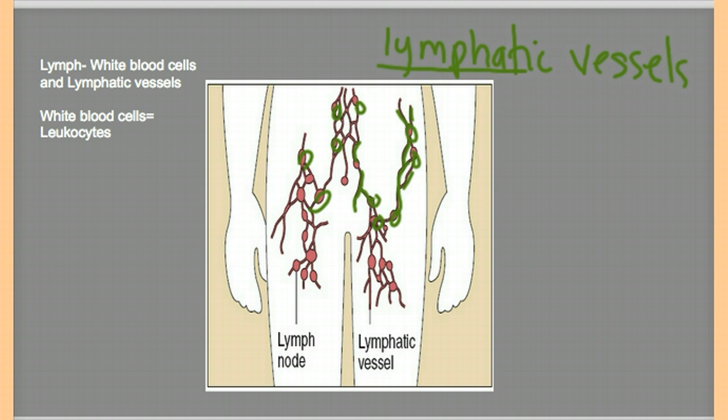Now, what does the lymphatic vessel do? Basically, the lymphatic vessel carries or transports lymph or white blood cells to various parts between our blood vessels. So white blood cells travel in two places or two vessels. They can travel with our regular blood through the blood vessels, or they can travel in their own vessel called the lymphatic vessels.